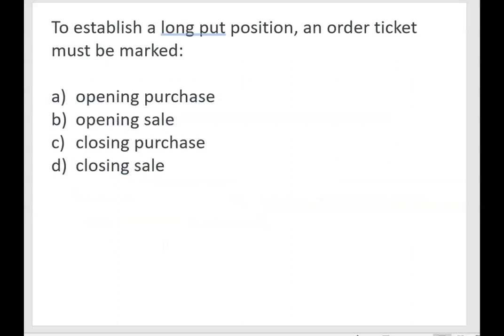To establish a long put position, an order ticket must be marked. A, opening purchase. B, opening sale. C, closing purchase. D, closing sale.